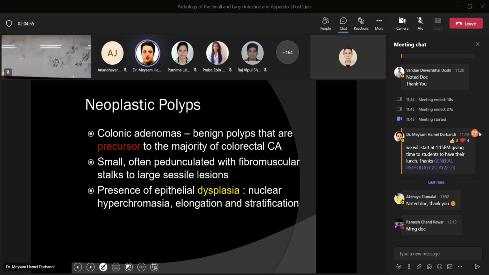Neoplastic polyp, colonic adenoma: benign polyps that are precursors to the majority of colorectal cancers. Small, often pedunculated with fibromuscular stalks, to large sessile lesions. There is presence of epithelial dysplasia, nuclear hyperchromasia, elongation, and stratification.